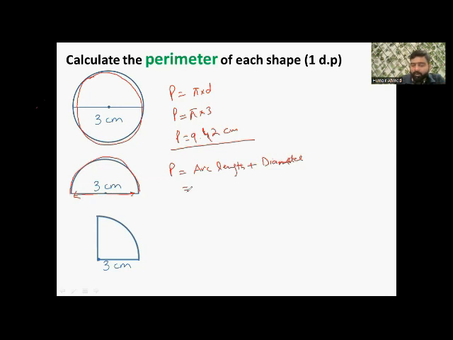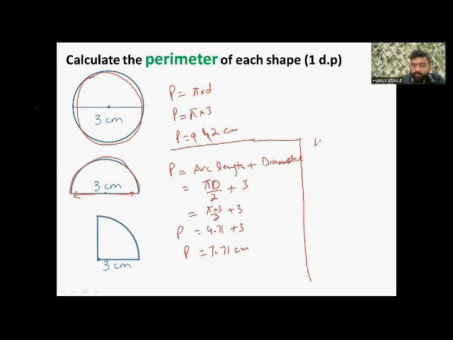Now, how do we find our arc length? Again, we have half of a circle, so it's going to be pi times d divided by 2, plus the diameter, which is 3. So we just substitute the values: pi times d, diameter is 3, divided by 2, plus 3. When you solve this, 4.71 was the arc length plus 3, this diameter. So this will be our perimeter, which is equal to 7.71 centimeters.